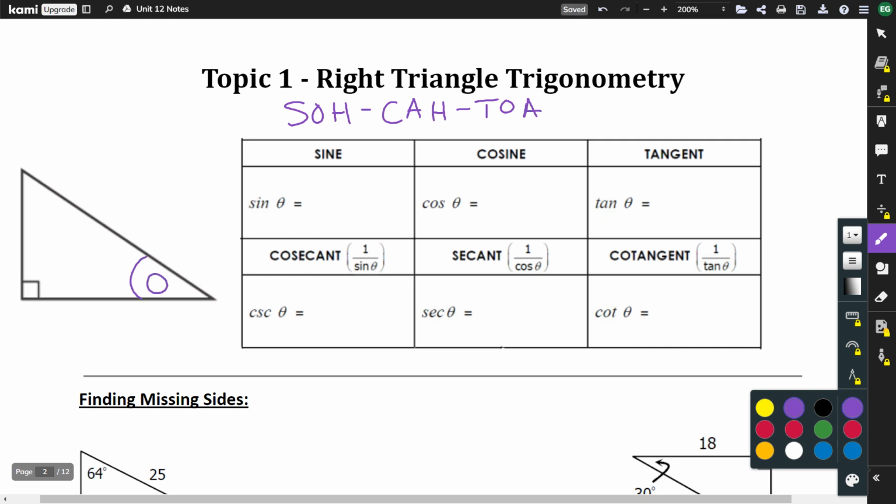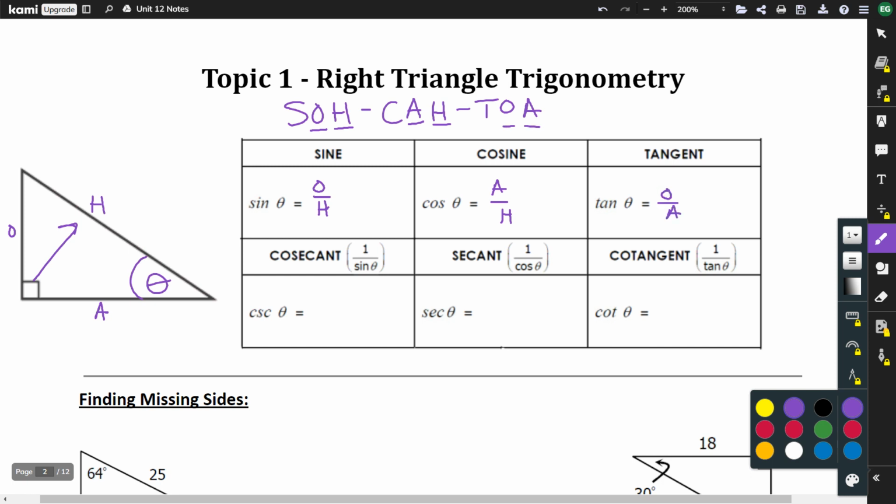So let's say on our triangle we have theta. This would be my opposite side, my adjacent side, and then my hypotenuse is across from the right angle. So sine, right? Sine is the opposite over the hypotenuse. Cosine is adjacent over hypotenuse. And tangent is opposite over adjacent.